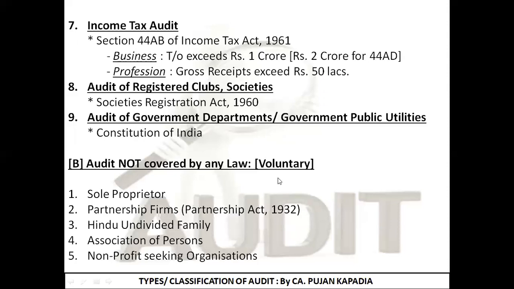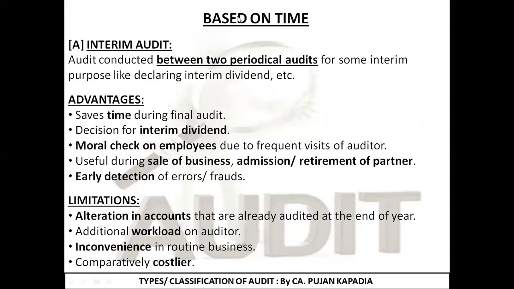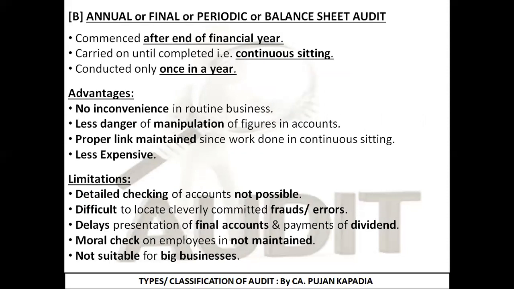Then voluntary audit, where it is not compulsory, but if you feel that it is necessary, you can get your books of account audited. Second classification was on the basis of time, under which we have studied two types. First was interim audit, that is audit taking place between two final audits. I gave you the example 31st March 2019, 31st March 2020. If any audit is conducted between this period, that is known as interim audit. And second was annual audit, final audit, which starts after the end of financial year in a continuous sitting and is being undertaken only once in a year.